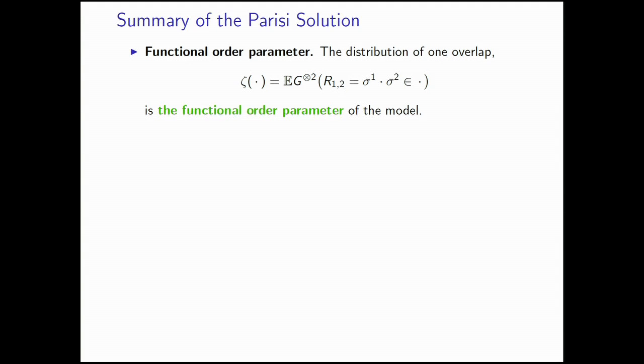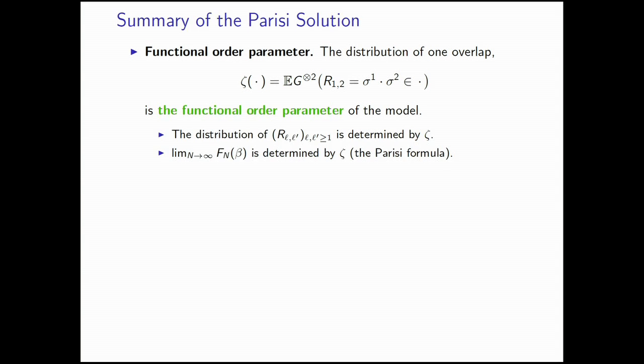So, summary of the Parisi solution, the first one is exactly what I just said, that you give me the distribution of one overlap. I denoted it zeta because it will be essentially the same zeta as in the Parisi formula. This just describes probabilities that your two points belong to a set. And this is the functional order parameter, because once you know zeta, you can determine the joint distribution of all overlaps exactly. And in particular, you can also determine the limit of the free energy by this Parisi formula. So that zeta, which appeared in the Parisi formula, has this physical meaning of the distribution of one scalar product.